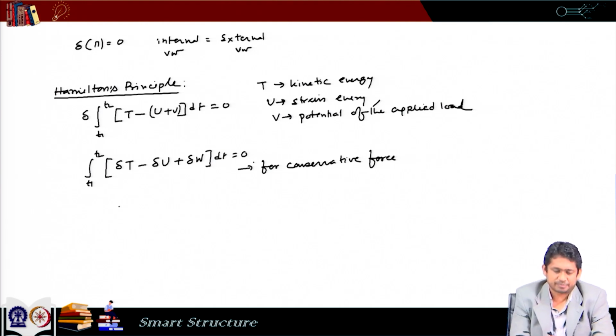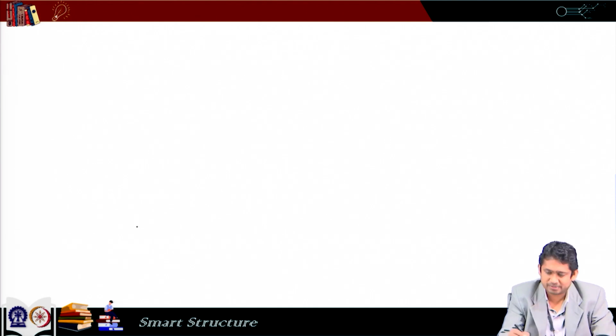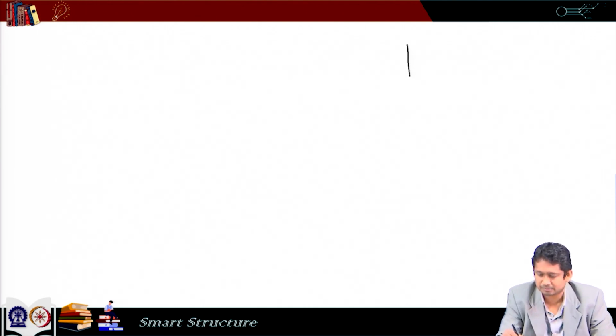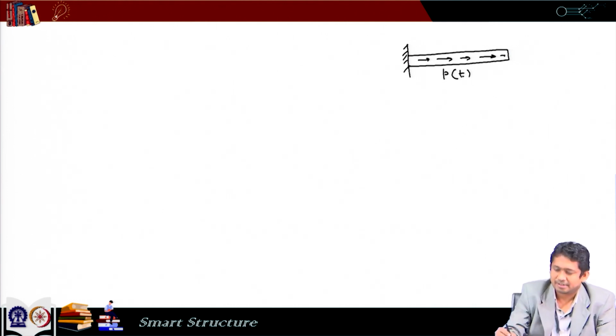Now, we will apply this principle for a very simple case first and then we will look into the beams with piezoelectric materials. So, as we did before, let us again look into a bar. For the static case, the bar was under a static distributed force P. Now, this bar can be under a distributed force P, which can be a function of time, and this results in displacements, and that is also a function of time.